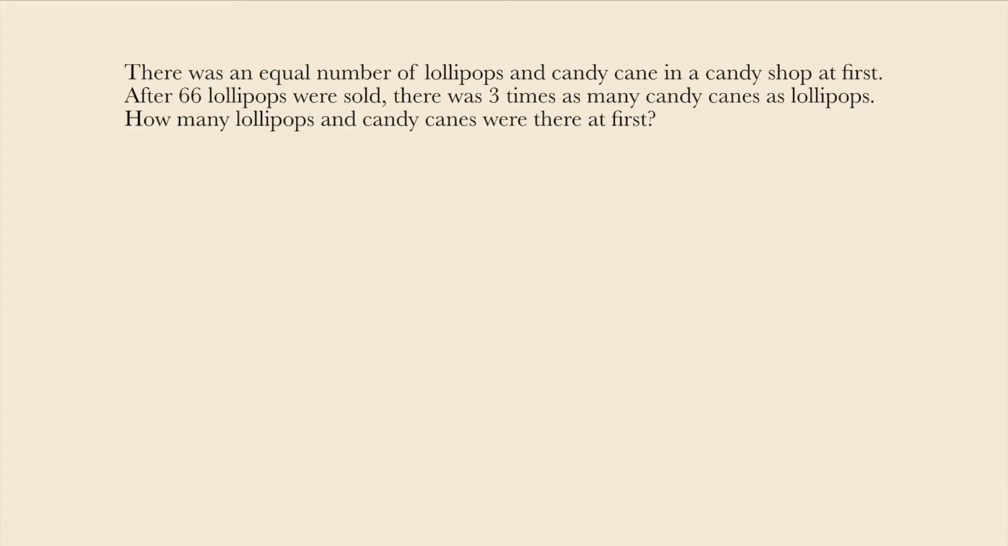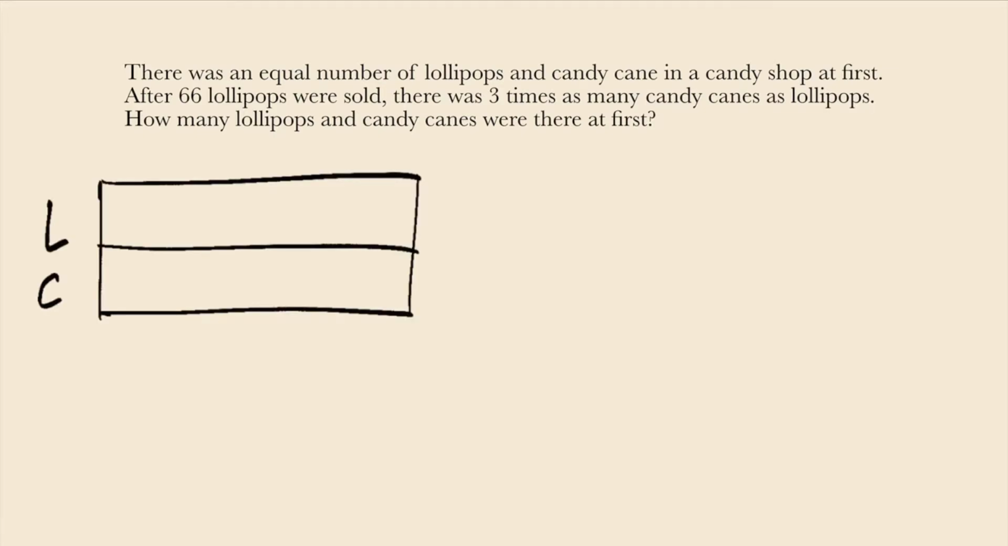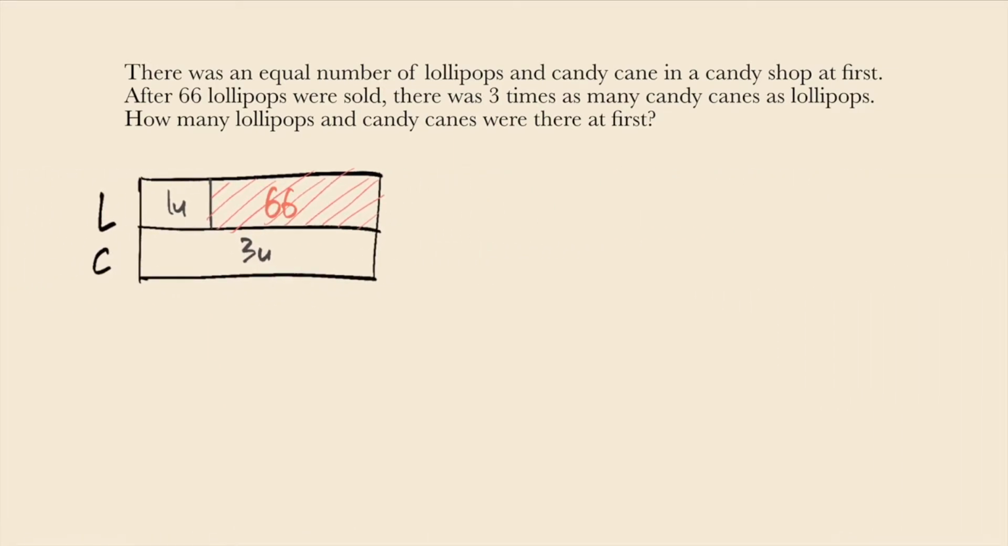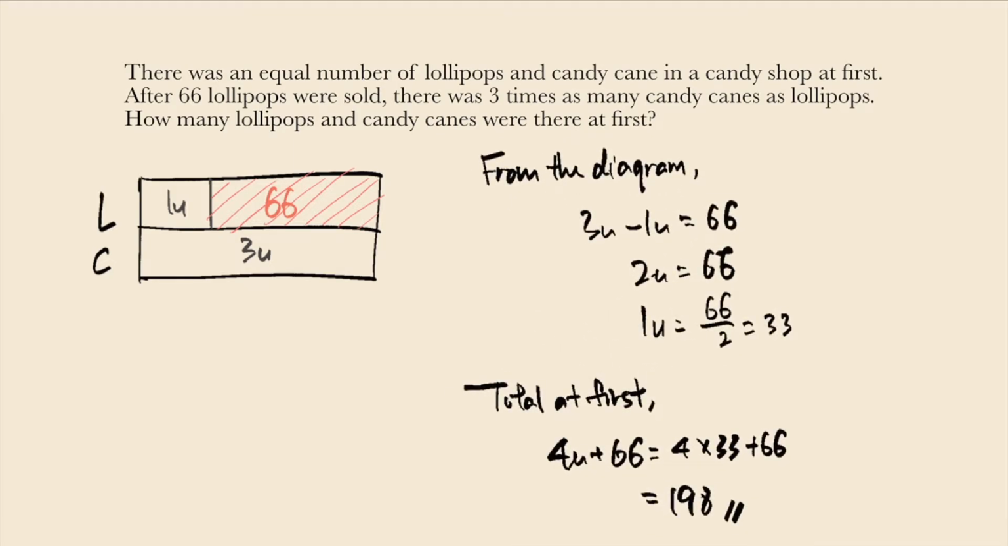Here we are told that the quantities were equal at first. So lollipops, candy cane, equal at first. Now I'm going to show 66 lollipops sold. And after this change, and there was no change to candy canes, this resulted in L being 1 unit and candy canes being 3 units. So what's useful here? We can tell therefore that 2 units, the difference between 1U and 3U, 2 units make up 66. 1U is therefore 33.